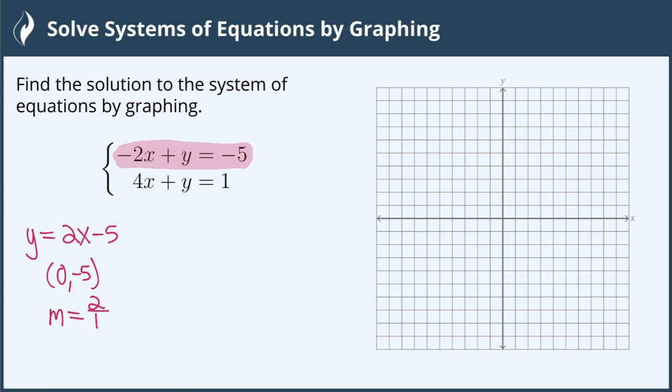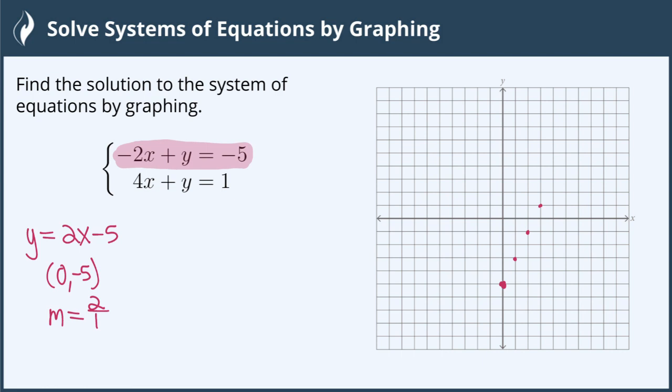So let's start by plotting our y-intercept at 0, negative 5. So from the center of my graph, I'm going to count down 5. 1, 2, 3, 4, 5. And because my slope is 2 over 1, I'm going to count up 2 and right 1. I do find it helpful to go ahead and do that a couple of times. So up 2, right 1, up 2, right 1, just to have a few additional points to work with.